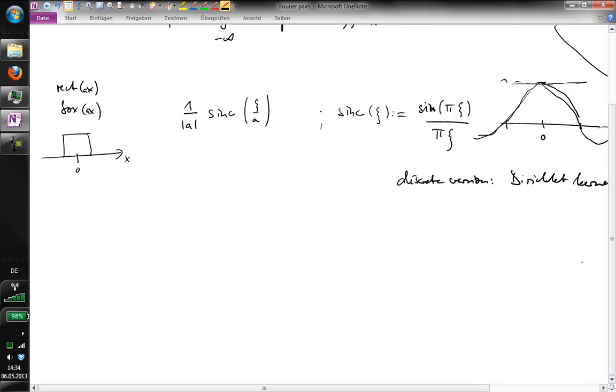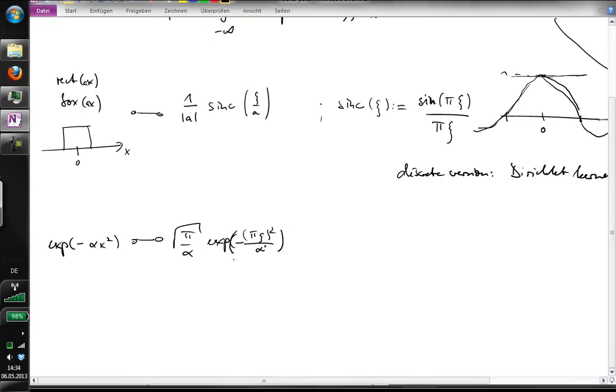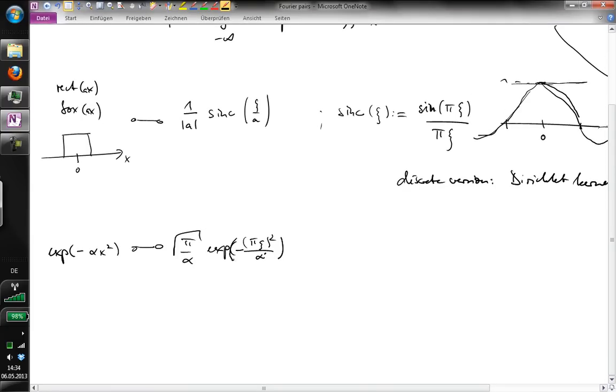Okay, so there's an important one. Then I want to mention the Gaussian. So if I have e to the minus alpha x squared, this is some normalization constant times a Gaussian again.